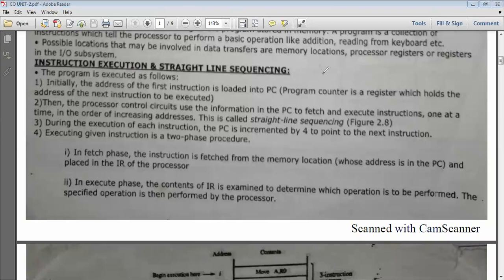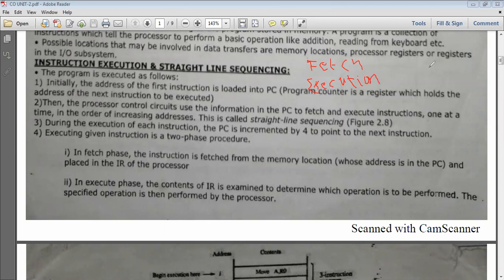What are the two phases in instruction execution? The first one is the fetch phase, that means fetch the instruction. The next one is the execution phase. Here, if you take one program, that program contains a number of instructions.